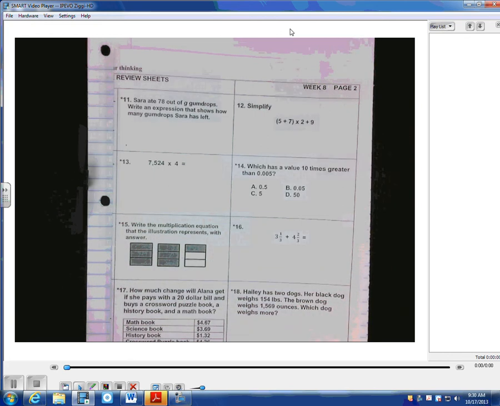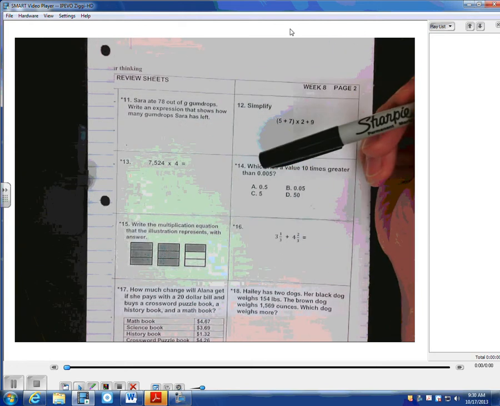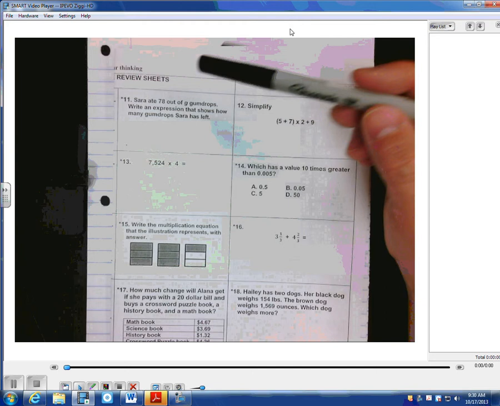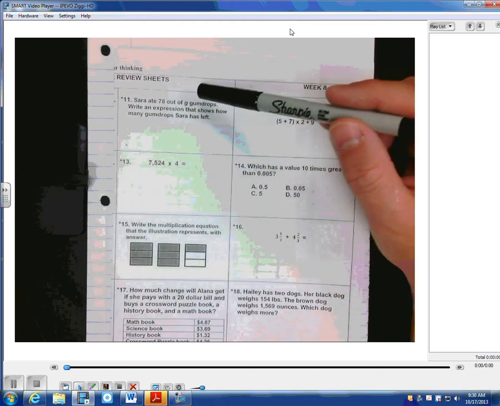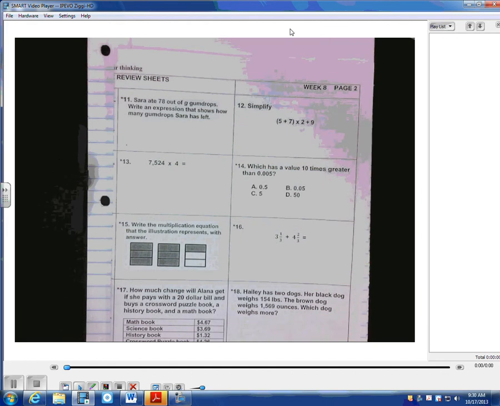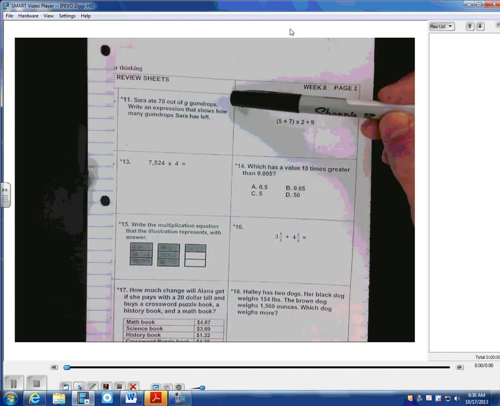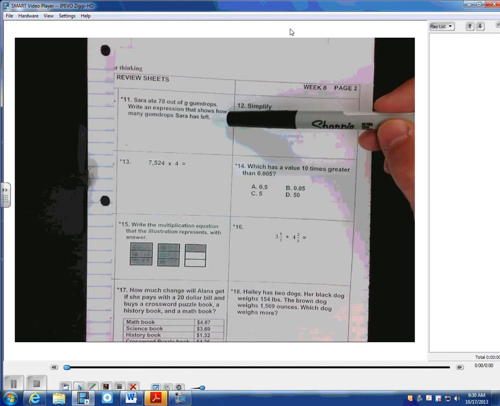I want to look at number 11. It says Sarah ate 78 out of G gumdrops. So again, that letter G just represents a variable. Okay, so that just represents a number that they don't give us. So it could very easily be say that Sarah ate 78 out of 100 gumdrops, or Sarah ate 78 out of 90 gumdrops. So that G could be any number. It's just a variable they give us. They want us to write an expression that shows how many gumdrops Sarah has left.